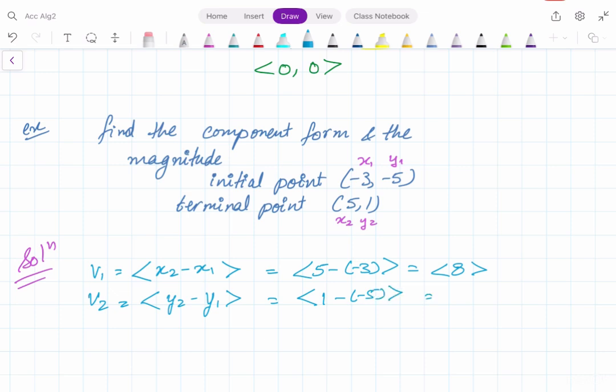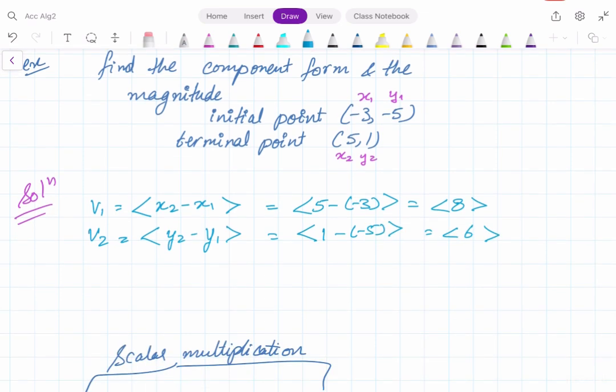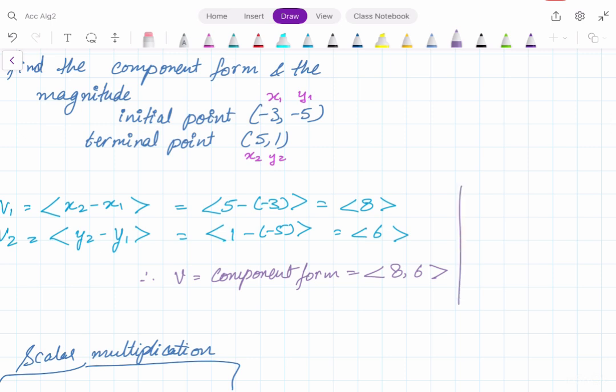So the difference x2 minus x1 is v1, and v2 is y2 minus y1. And I can apply this in the distance formula. Remember, this is just the distance formula. The distance formula says the square root of x2 minus x1 whole squared plus y2 minus y1 whole squared. So 8 and 6 are the components: 8 is x2 minus x1, and 6 is y2 minus y1. I just have to use the distance formula.